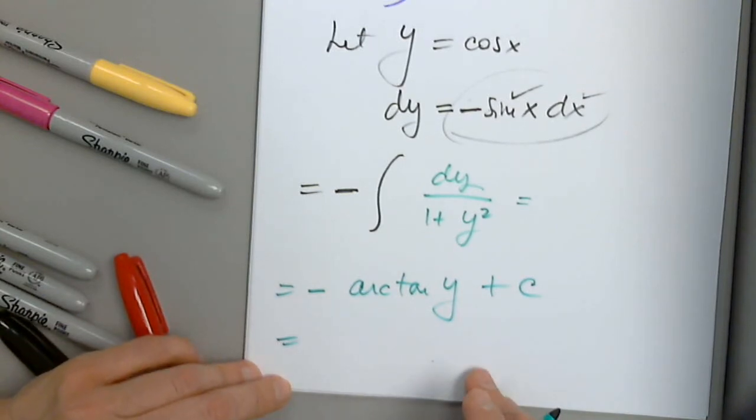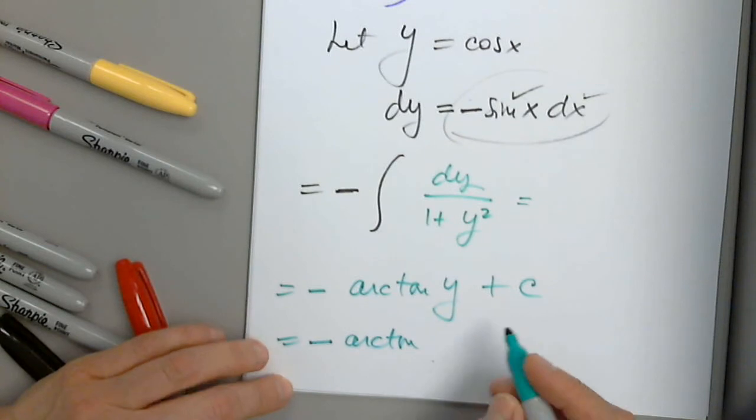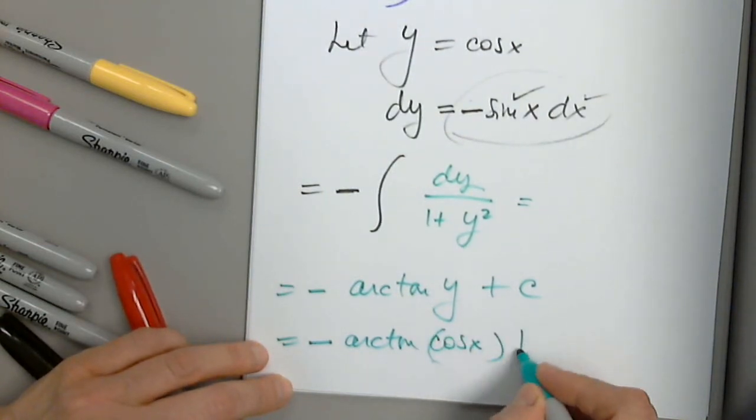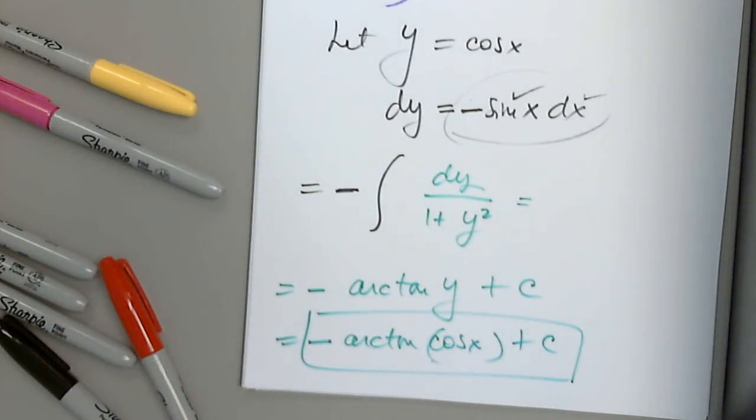So I have to go back and replace y. What am I replacing y by? Cosine x indeed, plus a constant c. Excellent. Well done.